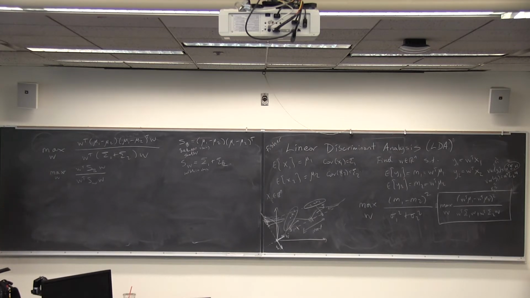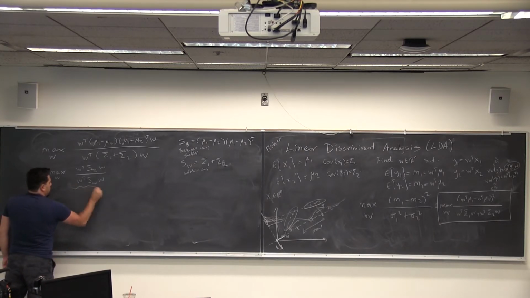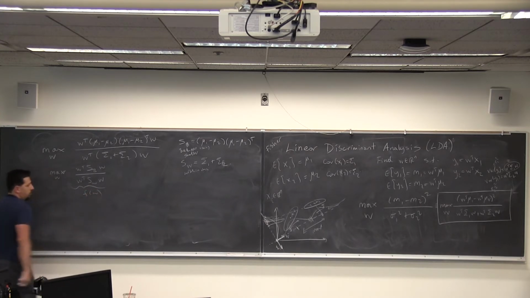So let's take the derivative and equate it to 0. This is an unconstrained problem. Let's call this f of W that I'm trying to maximize. The derivative of this, I'll write it in column form.